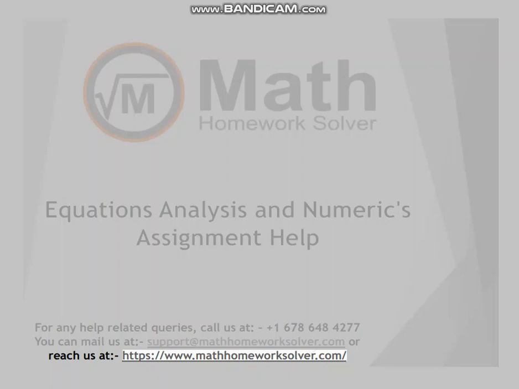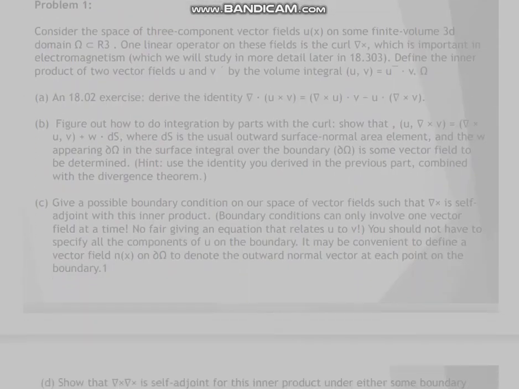Problem 1. Consider the space of three-component vector fields U, V, on some finite volume 3D domain omega subset of R3. One linear operator on these fields is the curl, nabla times, which is important in electromagnetism, which we will study in more detail later in 18.303.